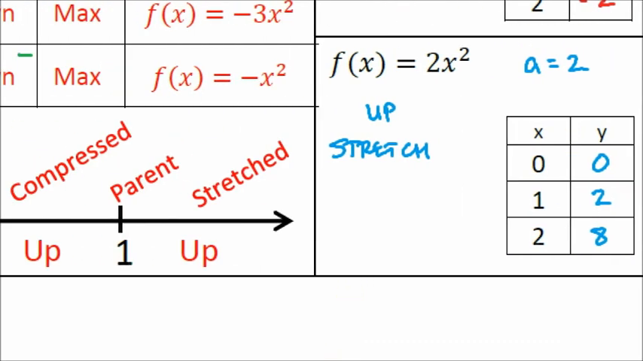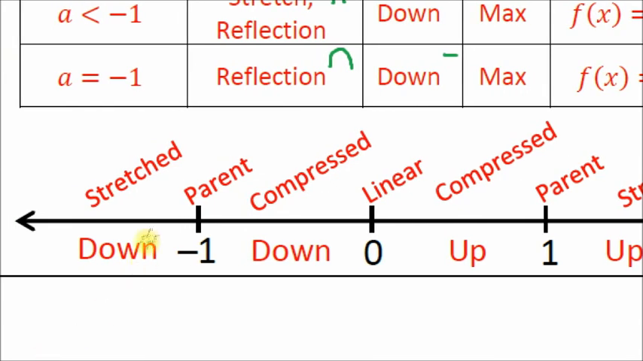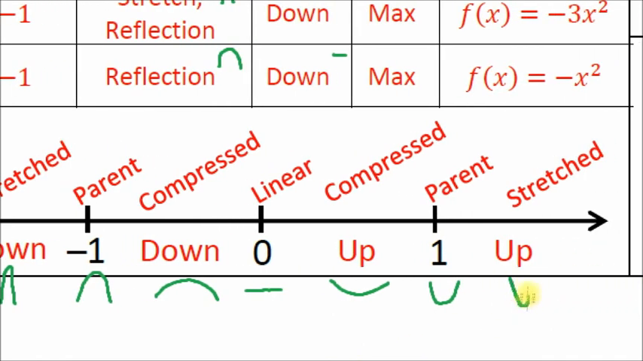All right, one more thing I want to add here. If you go over to here, this might help you a little bit in this section. Let's go ahead and draw this example. If it's here, it's going to be stretched and down. Here it's going to be normal shape but down. Here it's going to be compressed but down. Here is linear. Here it's going to be compressed and up. Here it's going to be normal parent graph and up. And here it's going to be stretched and up. So you can see kind of what happens to the graph as the A value goes from really, really negative all the way to 0 and then back up to really, really positive.